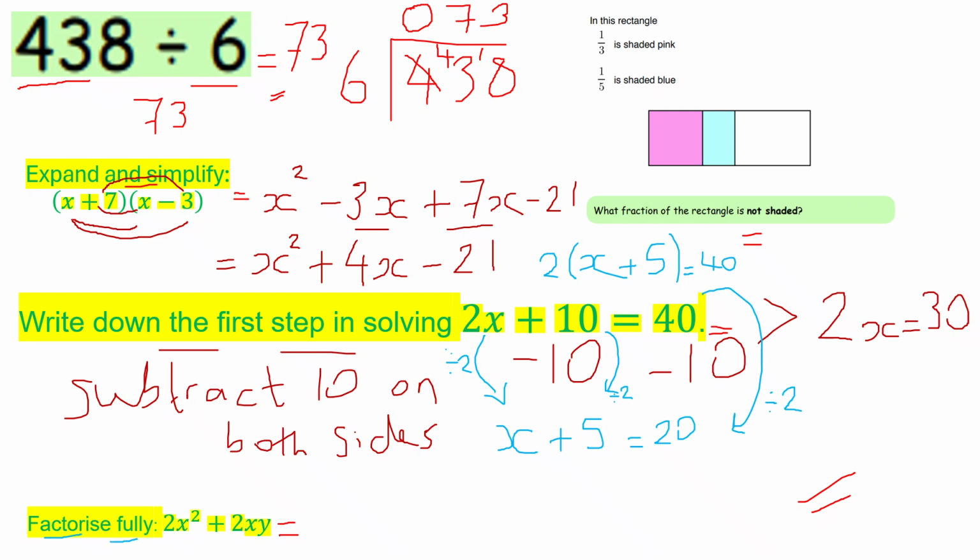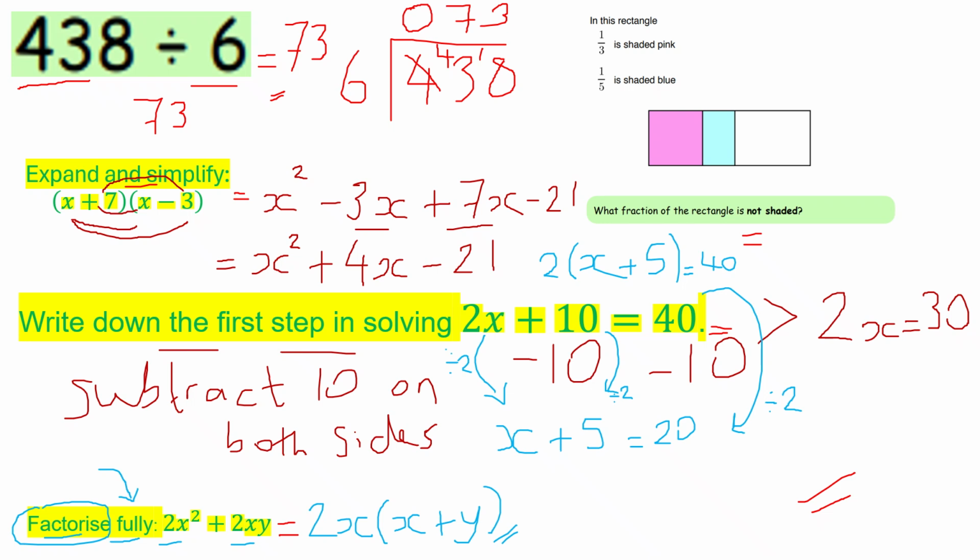Next up, factorize fully 2x² + 2xy. Factorize means to put into brackets, to look for the highest common factor. Usually when it says the word fully, we are pulling out plural factors, though not always the case. So I can pull out a 2x. Now I'm going to put an open bracket. 2x times what is 2x squared? That would be x. And 2x times what is plus 2xy? That would be plus y. So our final answer reads 2x(x + y), brackets closed. Factorize means to put into brackets.